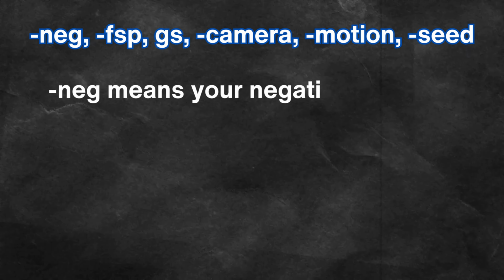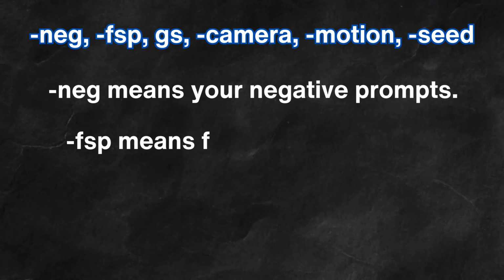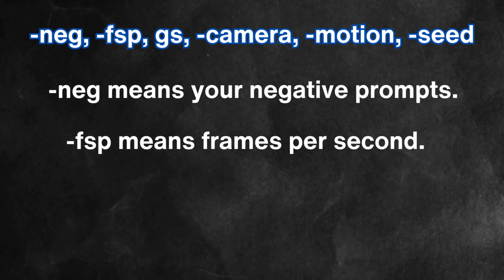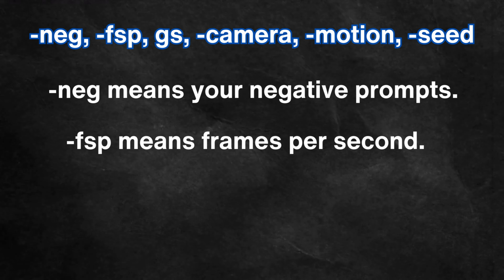NEG, FSP, GS, camera, motion, seed. Let me break down this prompt. NEG means your negative prompts, the things you don't want to see in your video. FSP means frames per second. The higher the value, the smoother the video becomes. You can choose anything from 8 to 24.